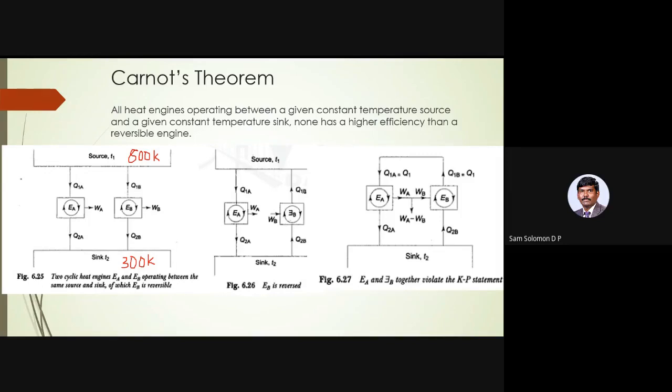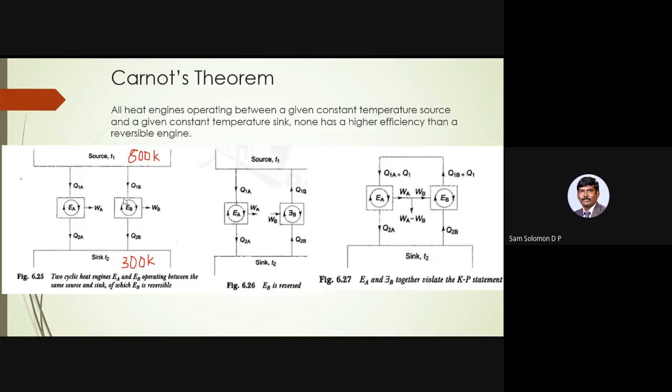Let's look at these three pictures, which I have taken from PK Nath, so that we don't waste our time in drawing them. Look at this picture, which is 6.25. Here two engines are shown operating between the source temperature T1 and the sink temperature T2. In the figure, both EA and EB are shown as reversible.